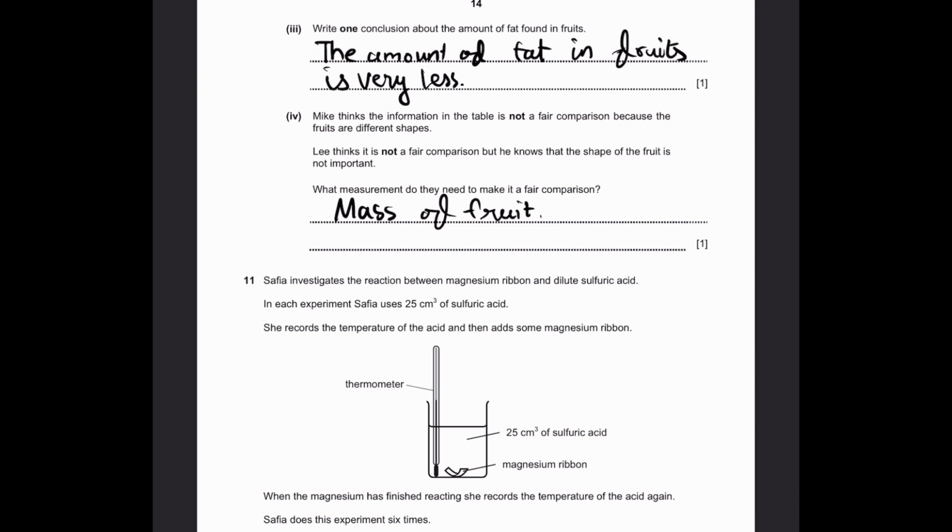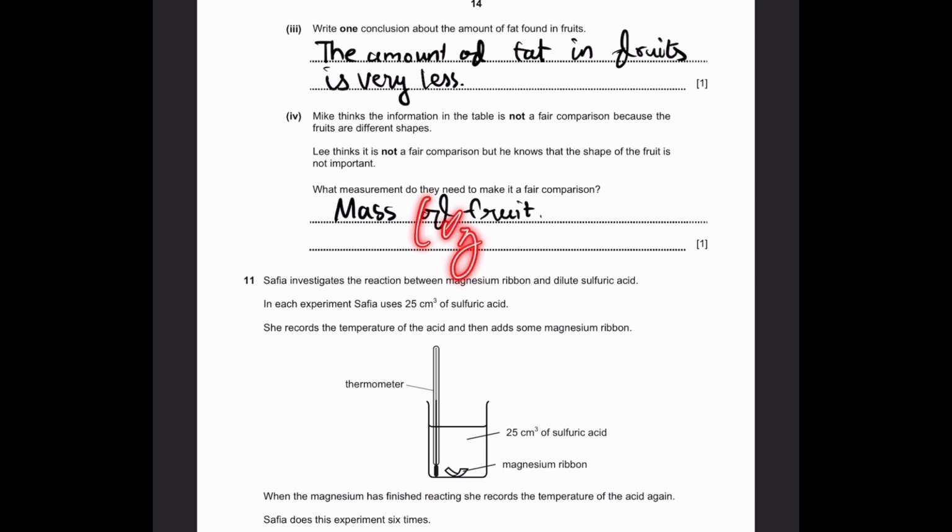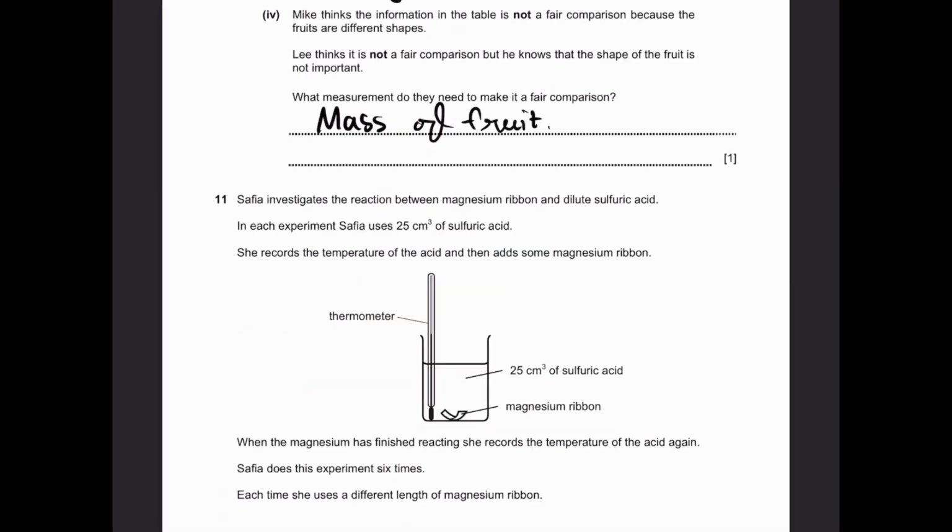Lee thinks it's not a fair comparison, but he knows that the shape of the fruit is not important. What measurement do you need to make it a fair comparison? We need the mass of the fruit, because only then you'll know how much matter is there in the fruit, and then you will know the number of particles of fiber or fat in, for example, every 10 grams of fruit. That's the answer.